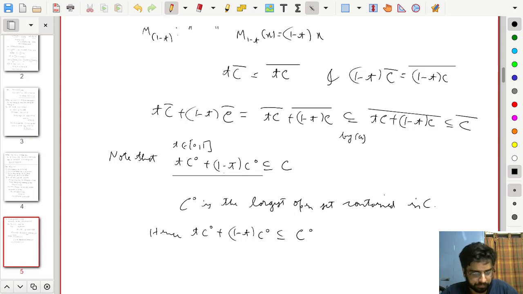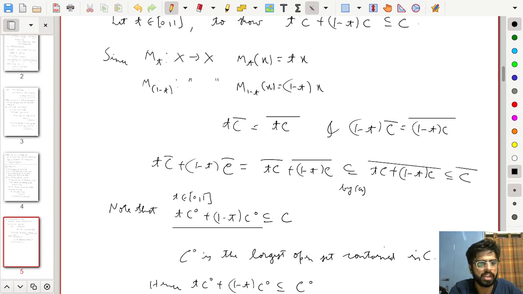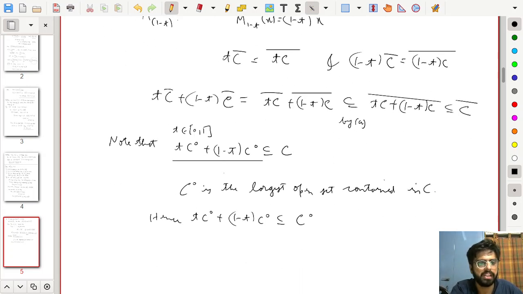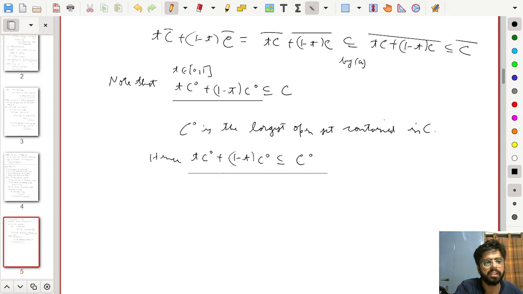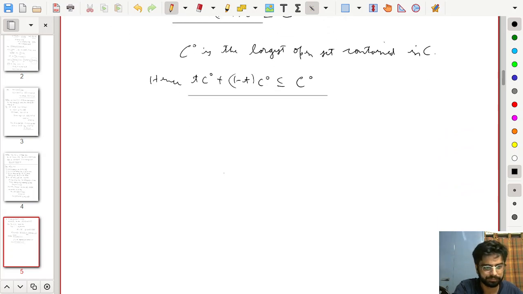That's again because of the fact that M_T and M_{1 minus T} are homeomorphisms, right? C interior is an open set, T times C interior is an open set, then 1 minus T times C interior is also an open set, right? It follows from that, and sum of two open sets is open. So we get that this is an open set which is contained in C, and C interior is the largest open set contained in C, hence any other open set contained in C must be contained in C interior. So we get that T times C interior plus 1 minus T times C interior is contained in C interior. So C interior is also convex.